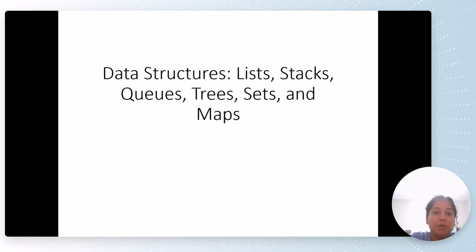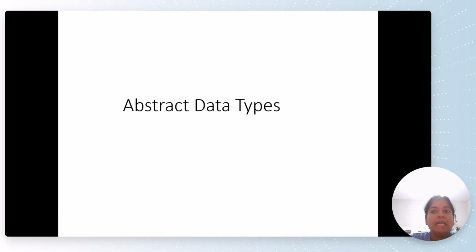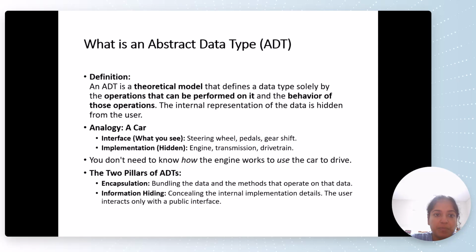So this week we are going to discuss lists, stacks, queues, trees, sets and maps. These all are the abstract data types in C++. Now, what are the abstract data types?